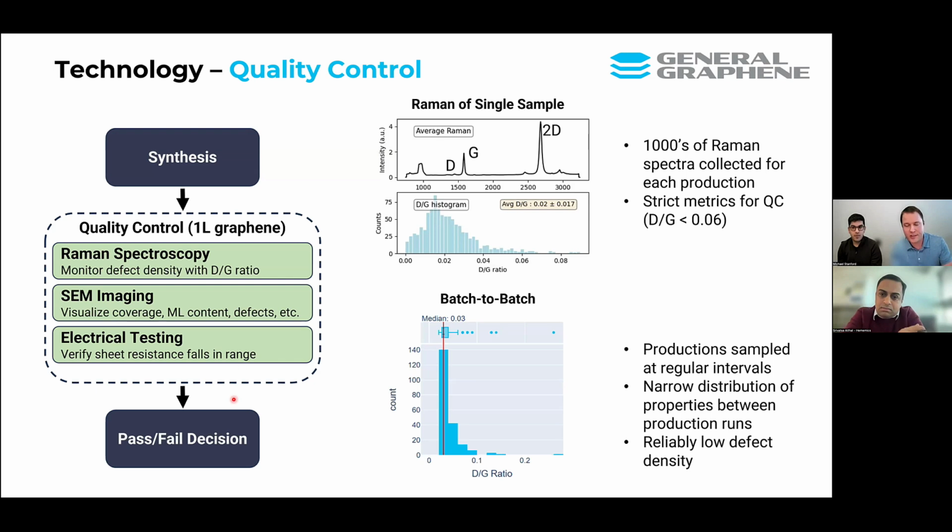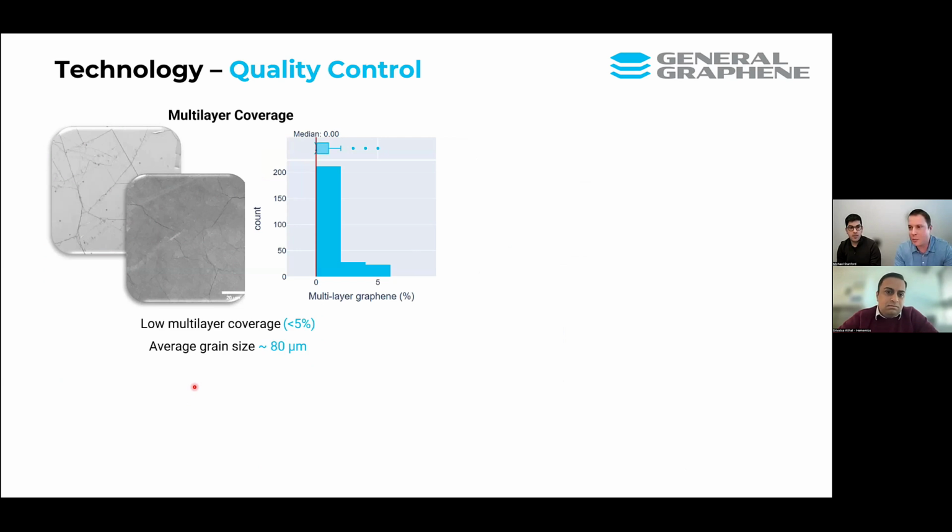We also sample between different production runs, so we want to ensure that we're offering repeatable and reliable quality over time. This shows another histogram of D to G ratios extracted over many different production runs. We see a narrow distribution of these properties, which means we're reliably producing and providing a low defect concentration in our material.